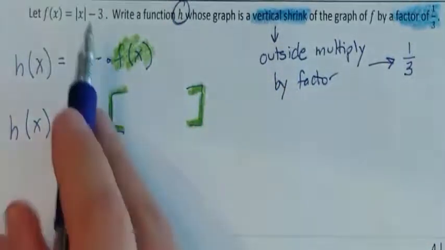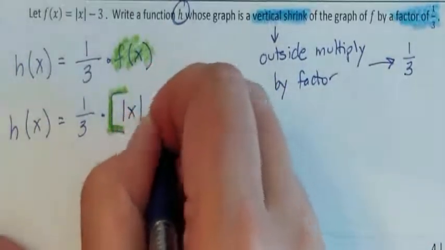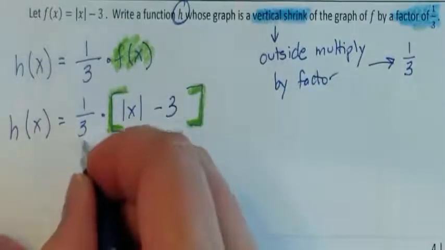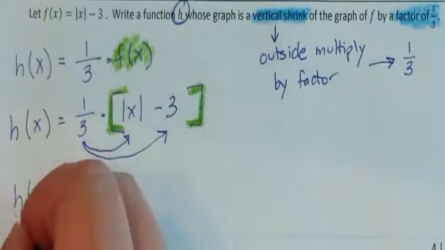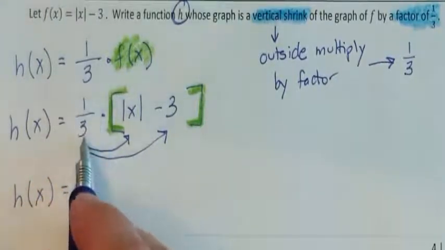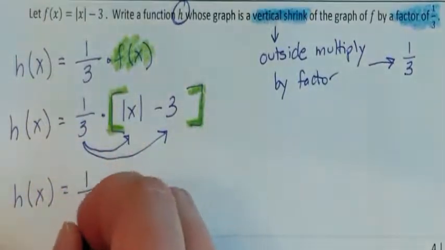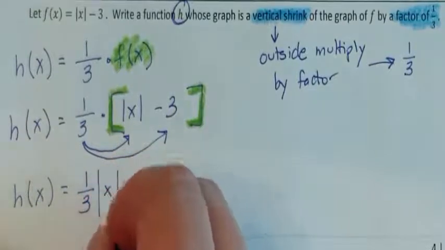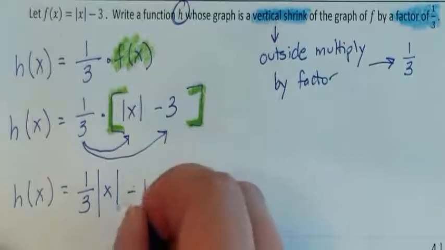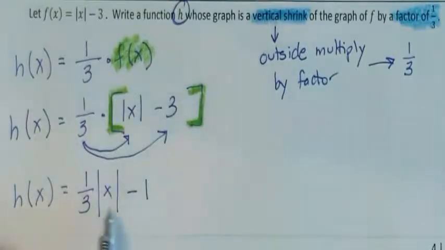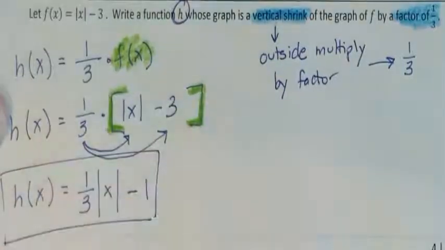So the F rule was the absolute value of x minus 3. The 1/3 needs to get multiplied to the absolute value and to the minus 3. So my H rule, 1/3 times absolute value of x is literally the 1/3 times the absolute value of x. 1/3 times a minus 3 is a minus 1. Cannot combine like terms in and out of the absolute value. So this is our final answer, and we are done.